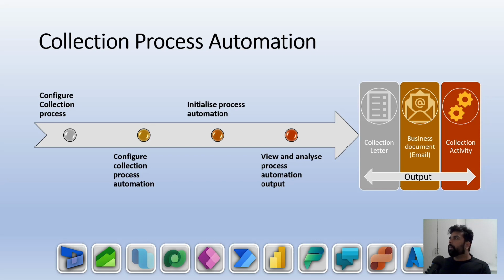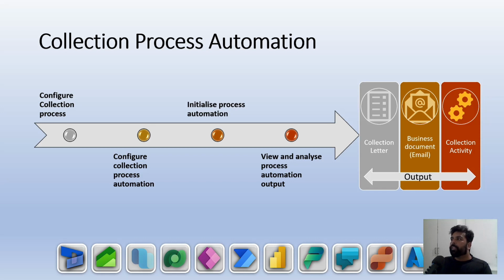Now, if we talk about collection process automation in Microsoft Dynamics 365, this whole process explains how it works end to end. The first thing we need to do in Microsoft Dynamics 365 is to configure the collection process setups, where we define the different types of rules, what type of activity we want to perform. Do we want to generate the collection letter? Do we want to generate the email? Do we want to generate an activity, a collection activity, right?